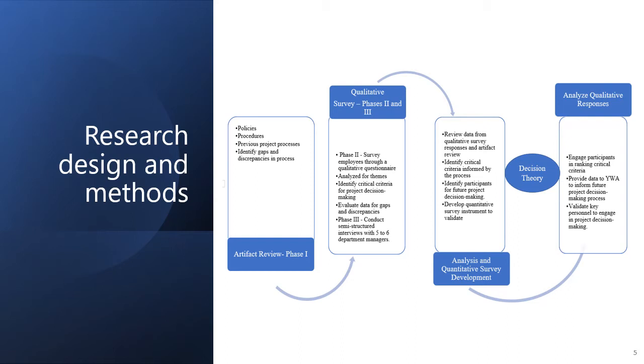Once we've gathered that, we'll do that analysis, an analysis again of those three data points, bring that together, refine the critical criteria, and then develop the critical criteria survey. Through the lens of decision theory, that will go out as a survey for the ranking by the employees, which is the last element in the research process. So that's the concept that we have at this point for the research project.